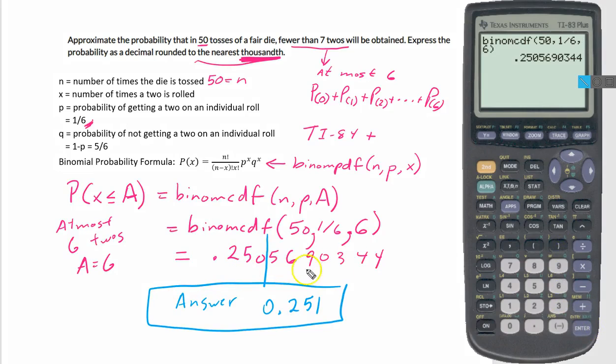Okay, and so you can see that that's where I got that number from, and then when I round that to 3 places, I get 0.251.